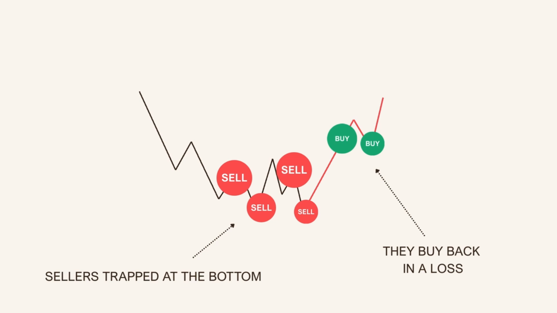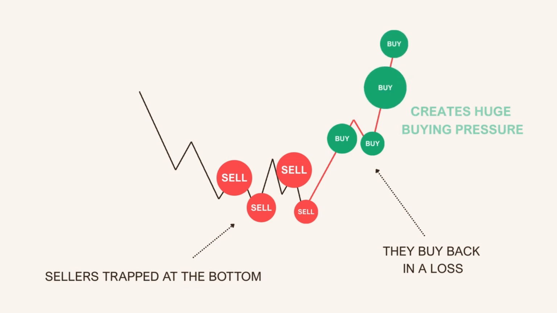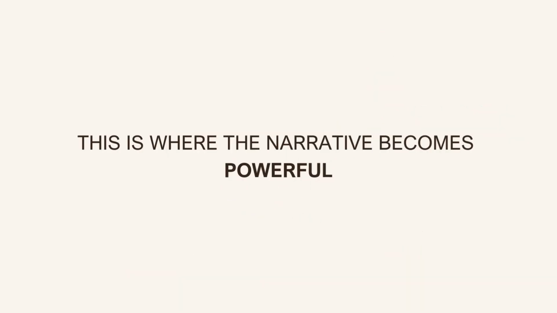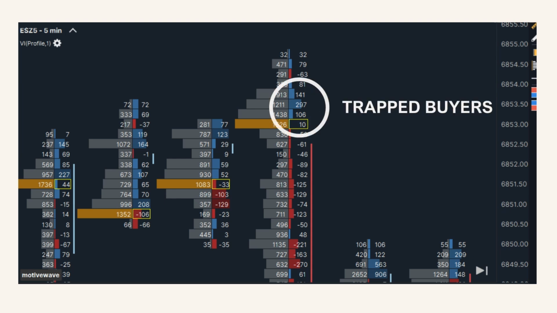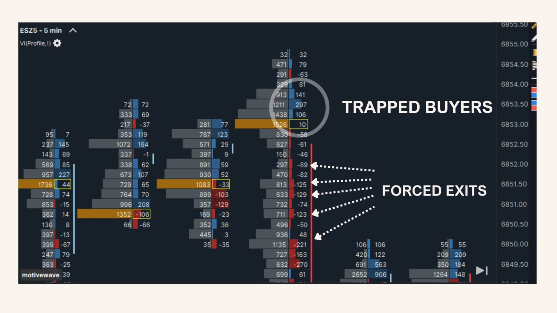Their exits add more buying pressure, widen the imbalance, and often create sharp, fast moves, especially in areas where lots of traders tend to place their stops, such as just beyond obvious highs and lows. And this is where the narrative becomes powerful for us. If you can spot where traders are being trapped, often by watching absorption on the footprint, just like we covered earlier, you're positioning yourself ahead of those forced exits. That's how you catch the explosive follow-through.